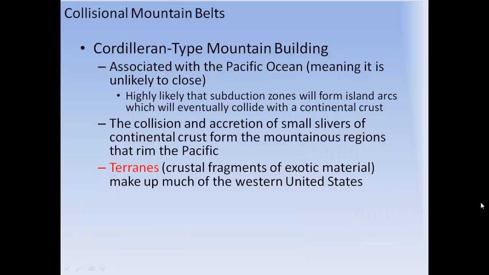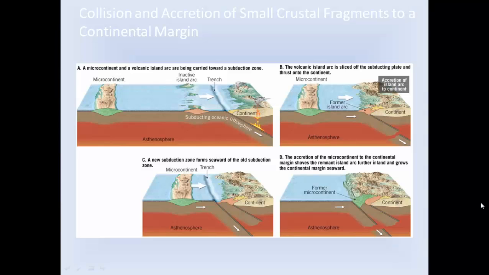Cordilleran-type mountain building associated with the Pacific Ocean means the ocean is unlikely to close. It is highly likely that the subduction zones will form island arcs, which will eventually collide with the continental crust. The collision and accretion of small slivers of continental crust form mountainous regions that rim the Pacific. Terranes, or crustal fragments of exotic material, make up much of the western United States. So here, collision and accretion of small crustal fragments to a continental margin.